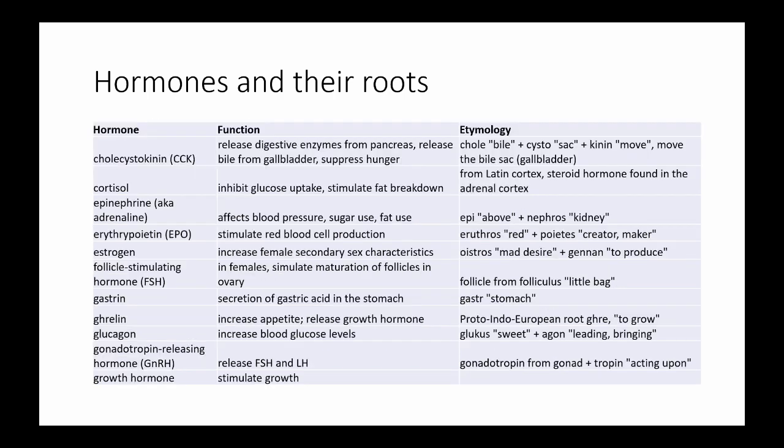Cholecystokinin is a hormone that causes release of digestive enzymes from the pancreas, release of bile from the gallbladder, and hunger suppression. The word cholecystokinin comes from chola meaning bile, plus cysto meaning sac, plus kinin meaning move. In other words, move the bile sac or cause release of bile from the gallbladder.